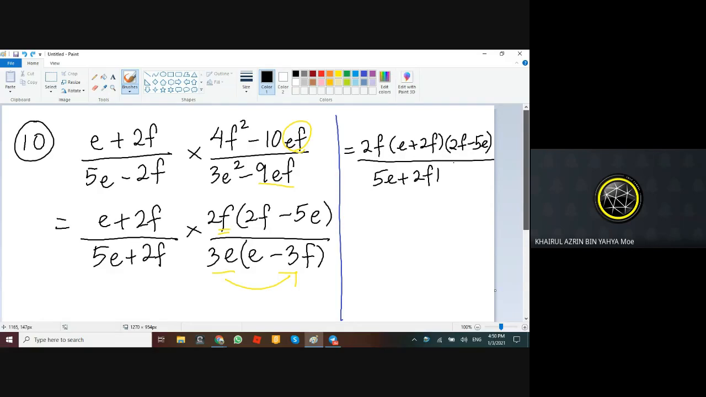Oh, wait. I think better we write 3E first. 3E, 5E plus 2F, 3E. Oh, sorry. Not 3E, but E minus 3F. For this question, we cannot eliminate anything. Let me check my question again. Is my question wrong? No, my question is correct. Okay, however, this is the answer for this question.